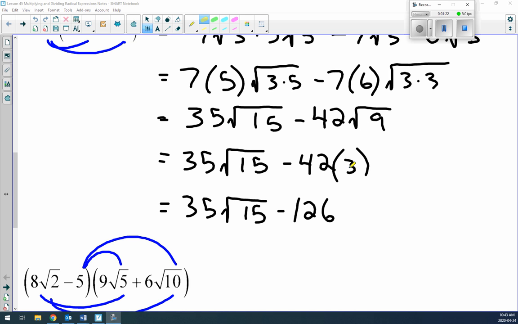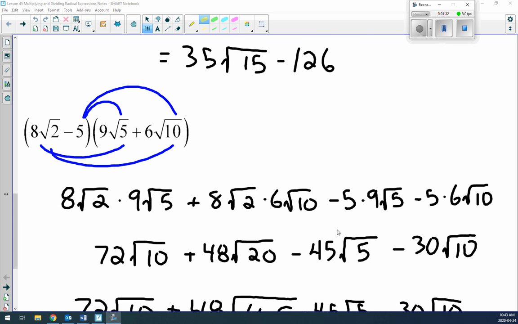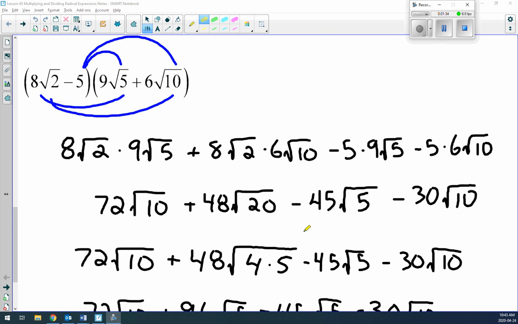15 can't break down, but that 9 can break down, right? Root of 9 is 3, so -42 times 3. So we end up with 35 root of 15 minus 126. Straightforward. Now we have two binomials. Again, you can do FOIL.